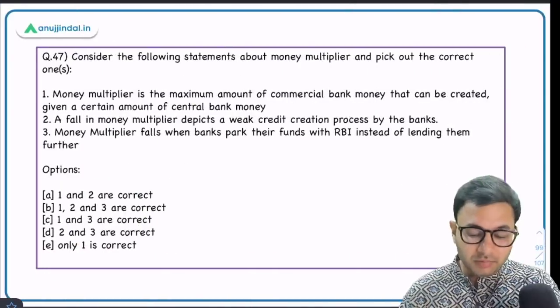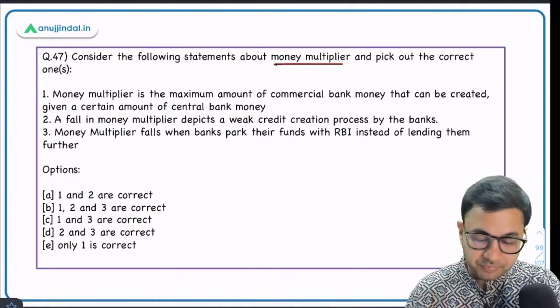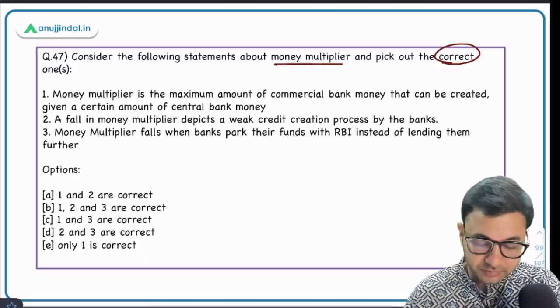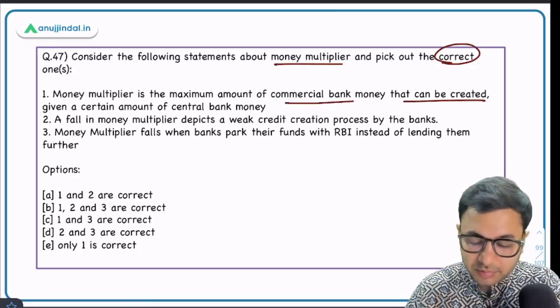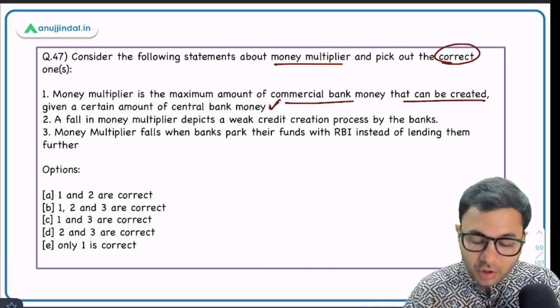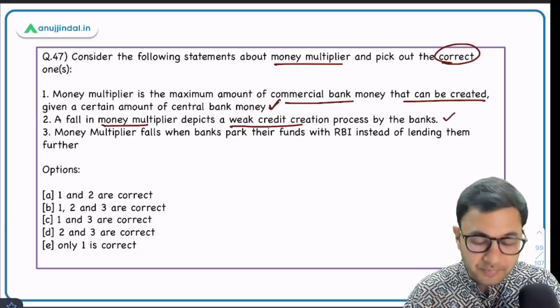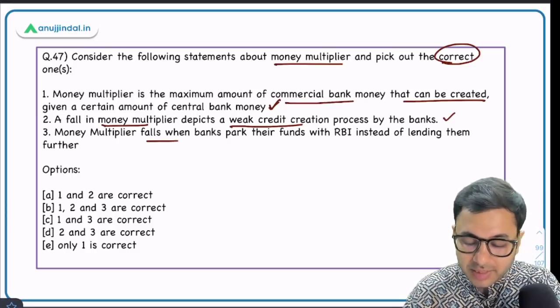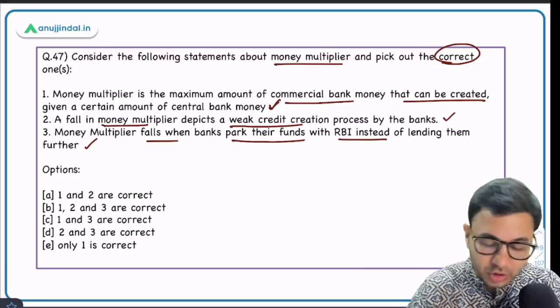Okay. Question 47 पे आते हैं. Which of the following statements about money multiplier are correct? Money multiplier is the maximum amount of commercial bank money that can be created given a certain amount of central bank money. पहले ही question में देखा था. Last question, it's correct. A fall in money multiplier depicts a weak credit creation process by the banks. This is also correct. Money multiplier falls when banks park their funds with RBI instead of lending them further. Of course, it would. Logical.